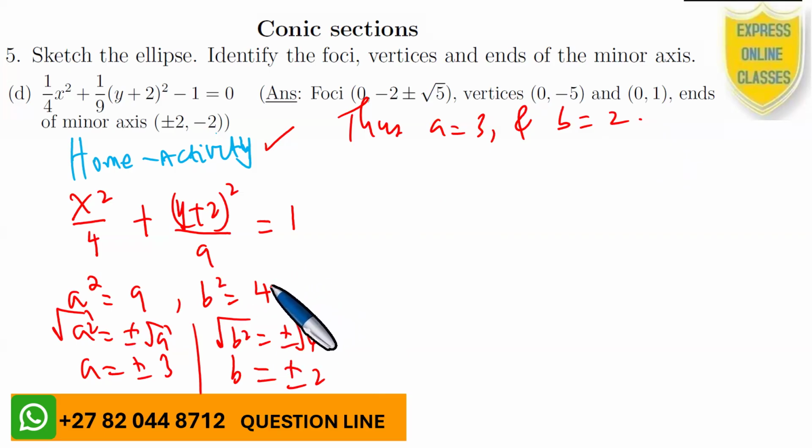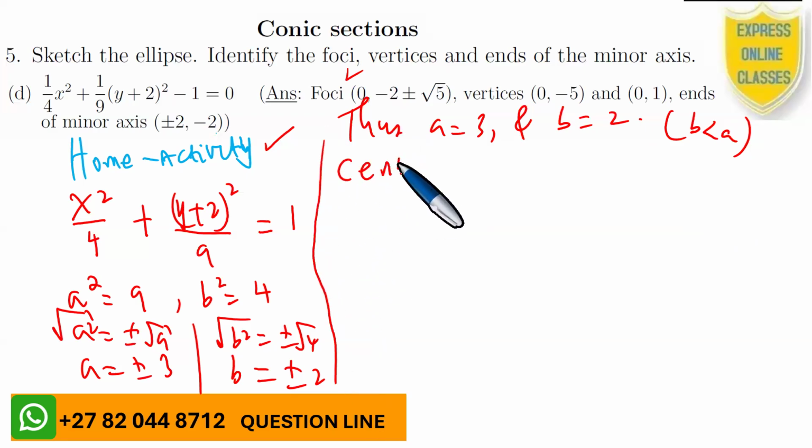At this point, we analyze this with much care, and we look at the next question we shall discuss. If this is a and this is b, indeed 3 is bigger than 2, so we always say b is smaller than a. The biggest one is always a and bigger than b. So we want to determine the foci. We find the center first.